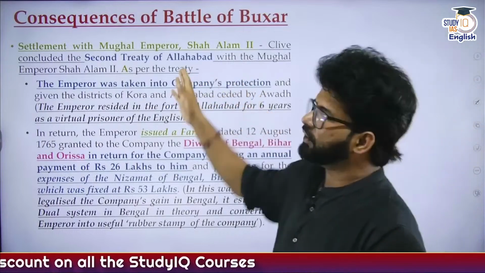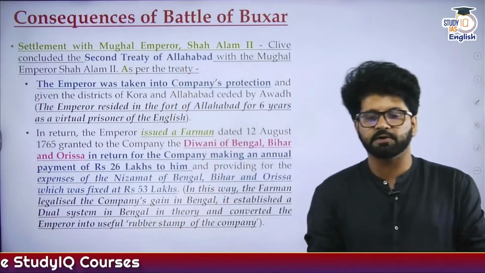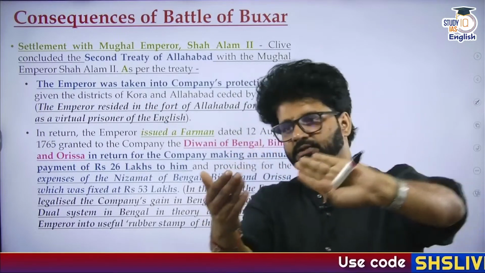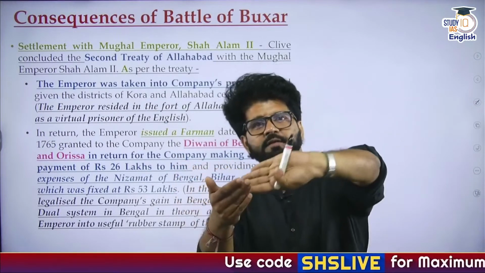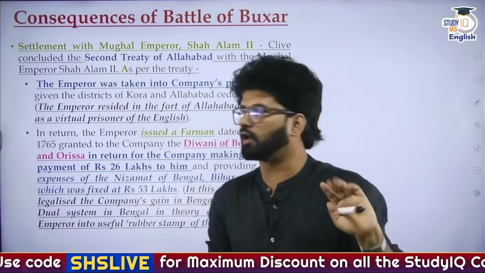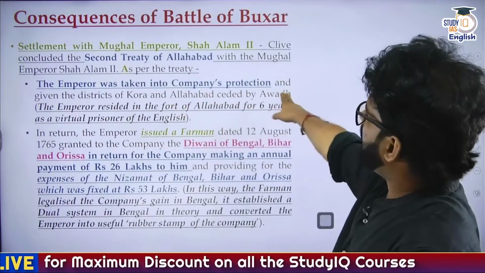And then the second Treaty of Allahabad will happen. For exam purposes, just remember the Treaty of Allahabad happened after the Battle of Buxar. The Treaty of Alinagar was a treaty which happened before the Battle of Plassey, where Siraj-ud-Daulah was forced to do a lot of things. So second Treaty of Allahabad, what is happening here?